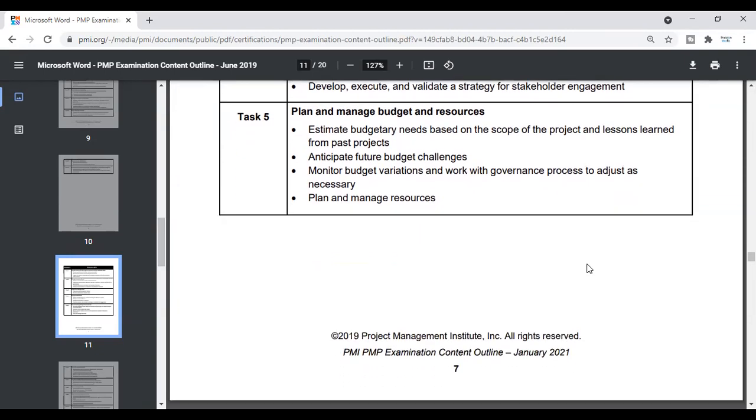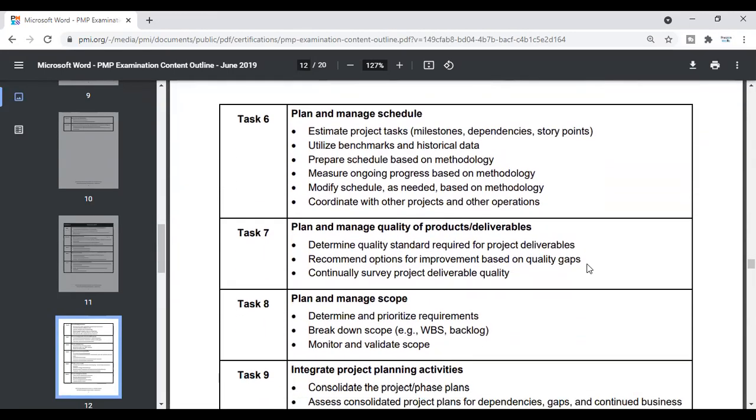Task 5, plan and manage budget and resources. This is really all about cost management. So you have plan cost management, estimate cost, determine budget, and control costs. And you need to be aware of all of those. Those formulas for earned value, be really well aware of them.